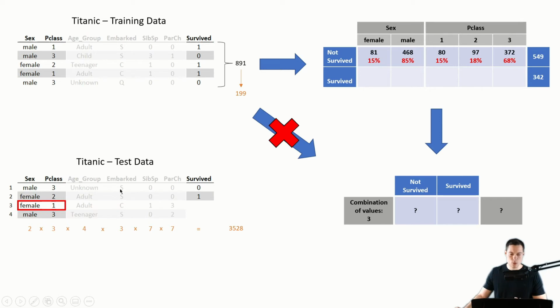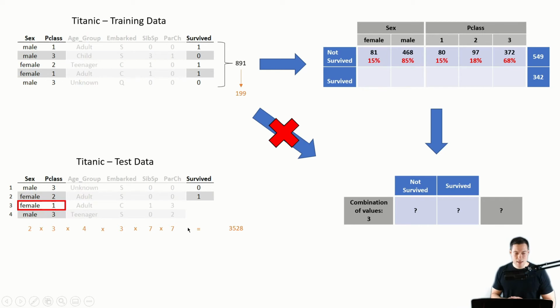And this actually won't change anything about the explanation of how naive Bayes works. Okay, so now we have all the general patterns that we need. So now let's estimate how many of those 549 non-survivors we would expect to have the same combination as test passenger 3. So how many of those we would expect to be female and to travel in first class.